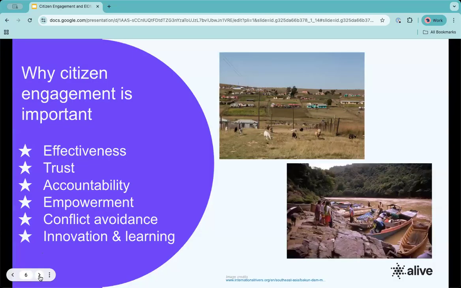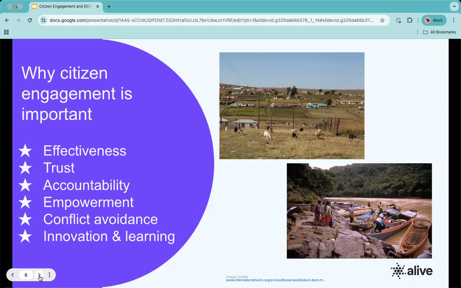I know that I'm speaking to people who are already interested in evidence, and so will know many of these things already. So forgive me if I'm preaching to the choir, I think is the expression. But of course, we need to acknowledge that citizen engagement is important on its own as well. It's about making sure that there is greater effectiveness in the ways in which citizens live their lives and the decisions that are made about their lives. And it's about building greater trust and accountability, empowerment, avoiding conflict, and innovation and learning.